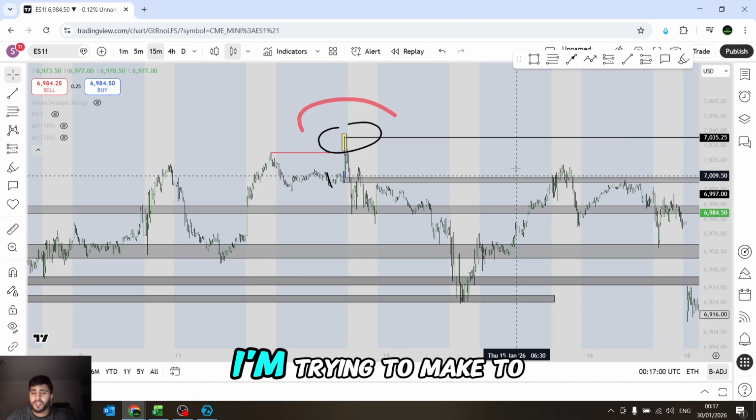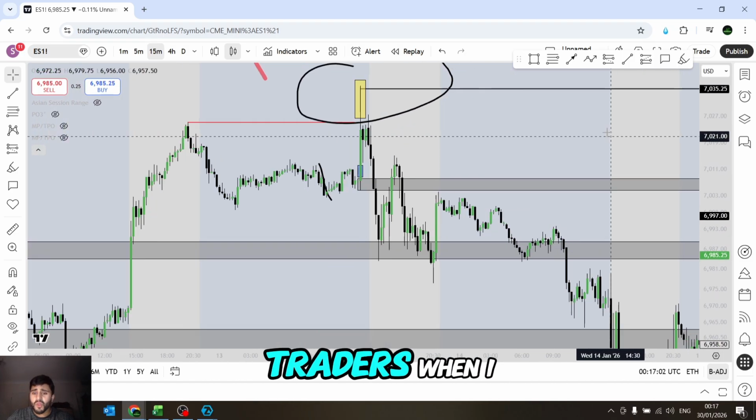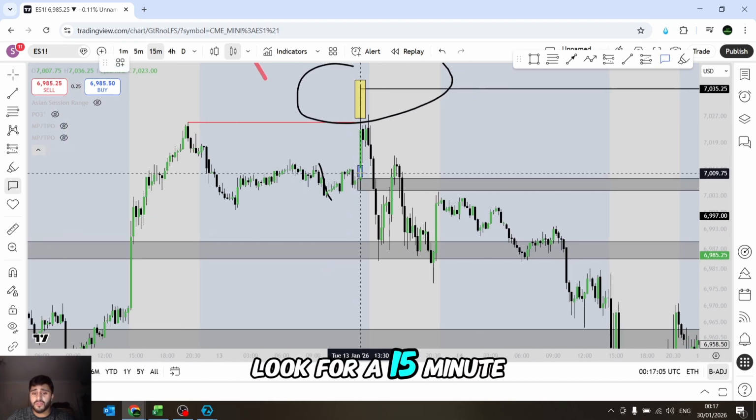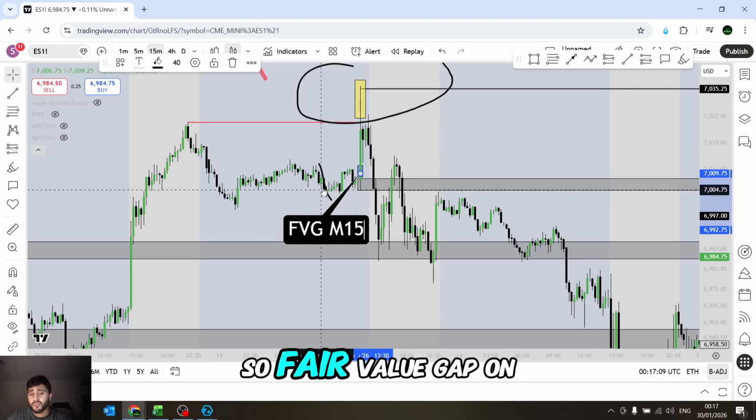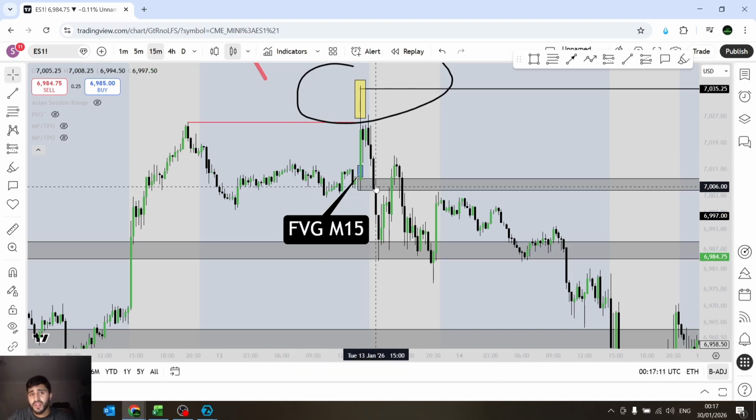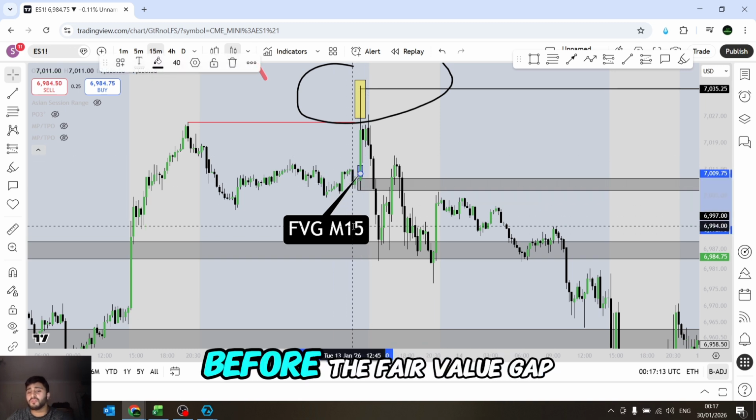So this is the point I'm trying to make to traders. When I find my key levels, I look for a 15-minute fair value gap, right? So this here is a 15-minute fair value gap, a fair value gap on the 15-minute time frame. Now I choose the candle before the fair value gap.